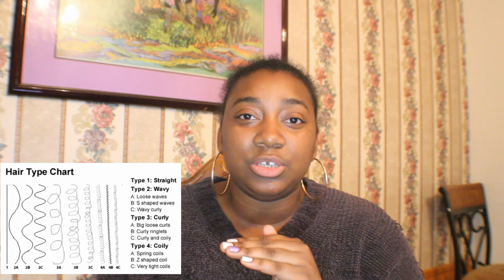Type 1 hair is your straight hair. It's thin and doesn't really hold curl very well. What you will notice in type 1 hair is that the closer you get to C is where it forms into a more wavy pattern. In type 2 hair, it's more of a wavy texture. And as we get down to C of type 2, that's where it transitions into more of a curly pattern.